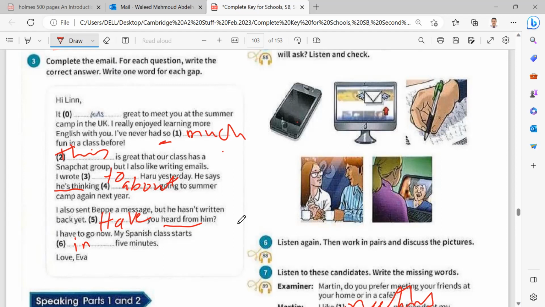What about the next picture, Sarah? Do you usually meet your friends at home or in a cafe?